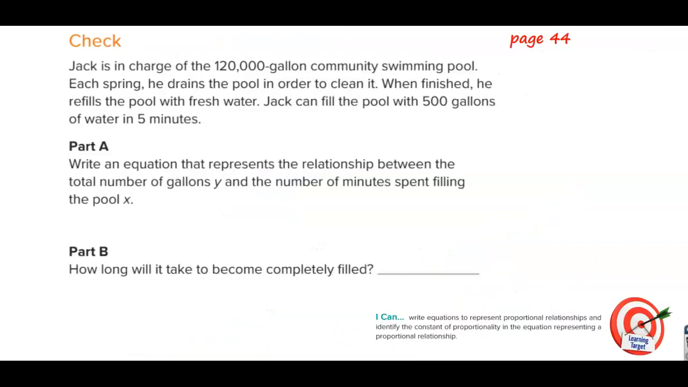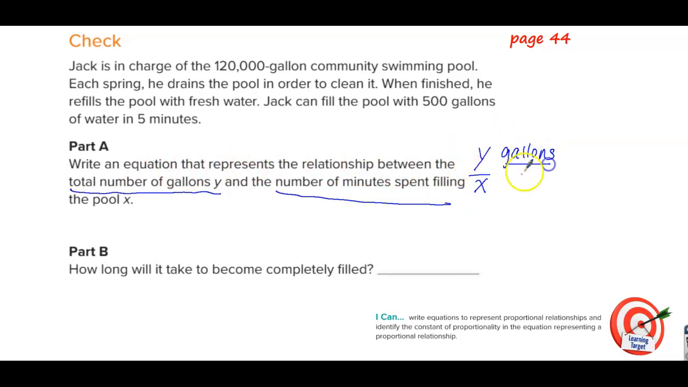Now we have Jack in charge of the 120,000-gallon community swimming pool. Each spring, he drains the pool in order to clean it. When he's finished, he refills the pool with fresh water. Jack can fill the pool with 500 gallons of water in 5 minutes. Write an equation that represents the relationship between the total number of gallons, y, and the number of minutes spent filling, x. So they want y over x, or in this case, gallons over minutes.